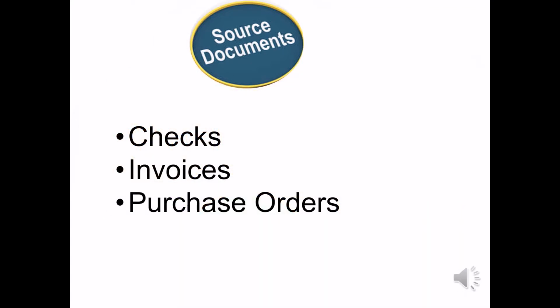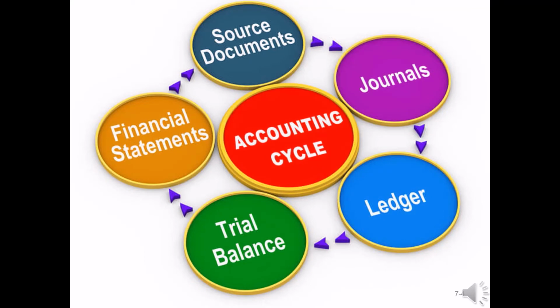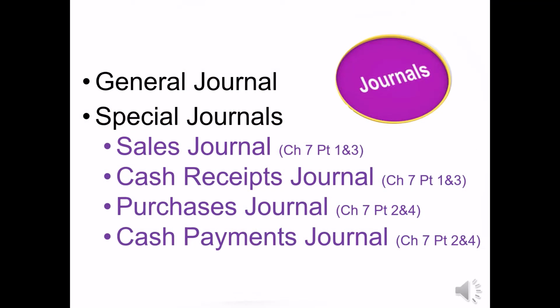Remember that accounting begins with transactions, and transactions are documented on source documents such as checks, invoices, and purchase orders. In accounting, we use the source documents to enter transactions into our journals. Up to this point, we've only used the general journal and written journal entries for all of our transactions. In this chapter, we're going to learn some shortcuts to doing journal entries an easier way.